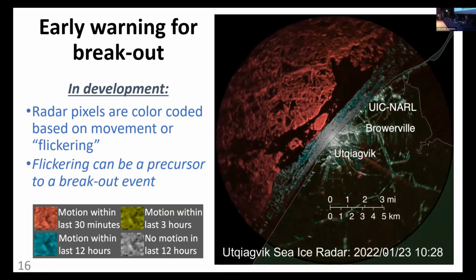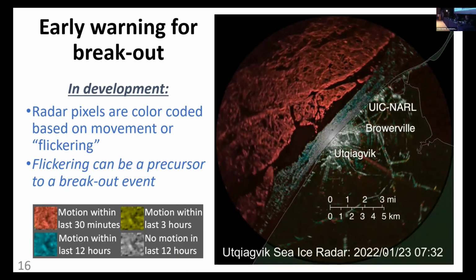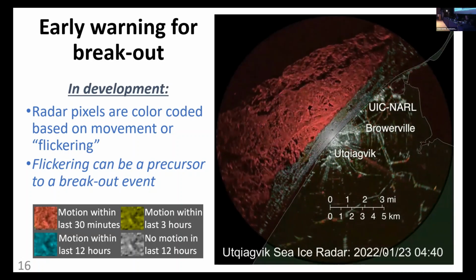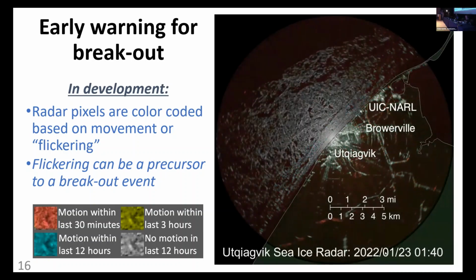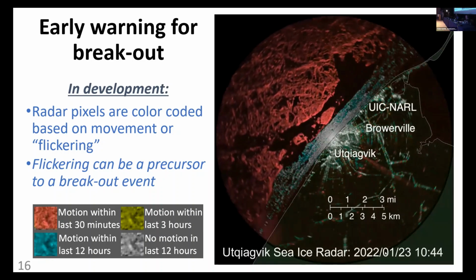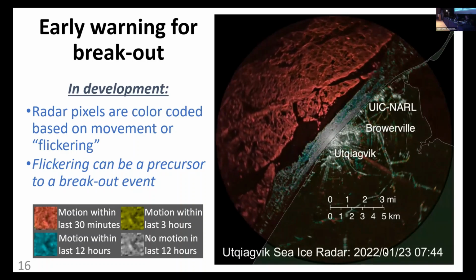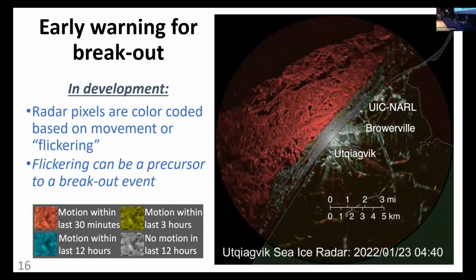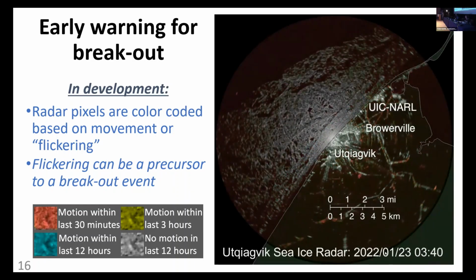I think this video should time again as an example of a breakout event that took place. The landfast ice is there, not really looking like it's doing very much, and then all of a sudden it detaches and breaks out. The red shading is the result of what we're calling flicker analysis. By looking at consecutive images and looking for very small changes in the radar image between consecutive images, we can detect the signs leading to a breakout.